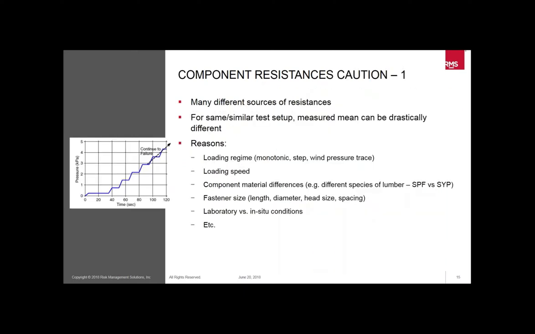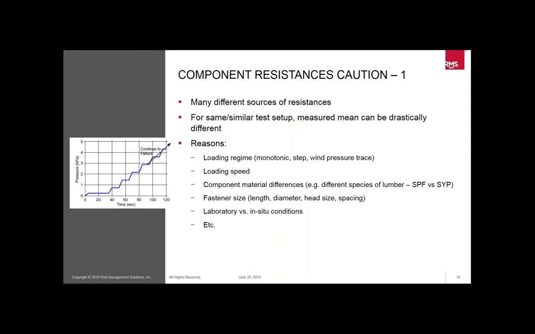Now, another thing that we're going to say is that you can use this table as a reference, or you can find your own distributions. If something's not in there, you can do your own testing or find your own research. Or if you don't like the values in there, you can do your own research. But there's some caution that we have to have when we look at these component resistances. There are lots of different sources, different people, and different institutions that have tested some of these components.